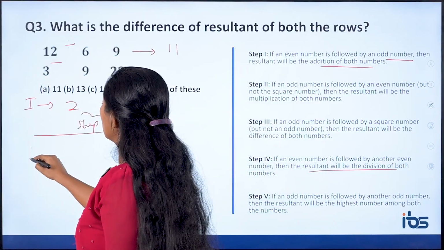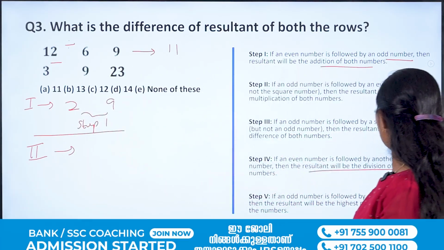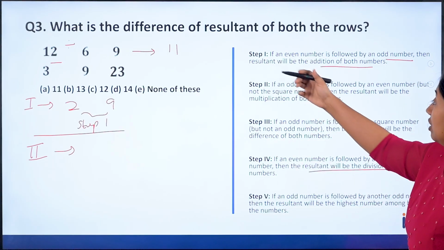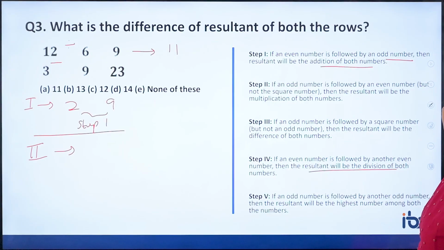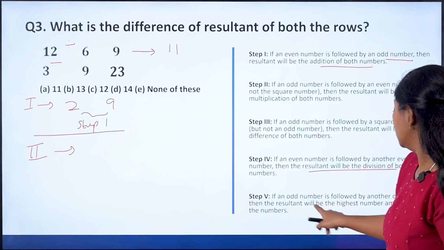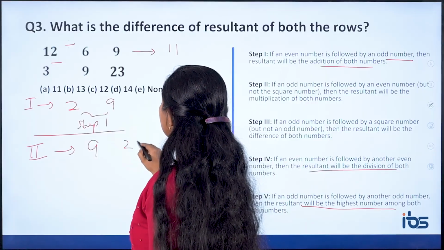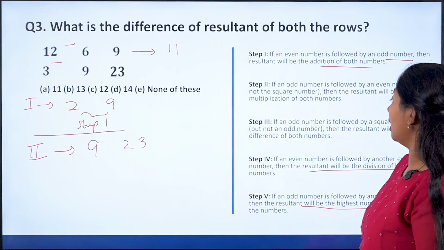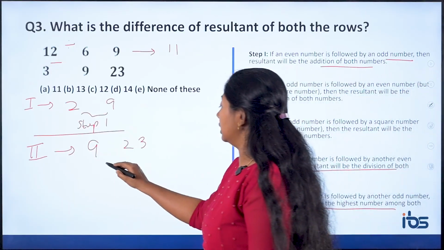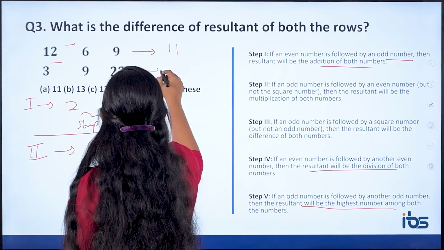Now, if you see row 2, odd number followed by another odd number. Where is it? Square number but not, but this is an odd number. So, odd number followed by an even number but not the square number. So, you have odd number followed by another odd number, then the resultant will be the highest among the numbers, 3, 9 which is highest 9 and 23. So, 9, 23, again odd number followed by another odd number, highest will be the resultant. So, again if you follow step 5, you will get 23.